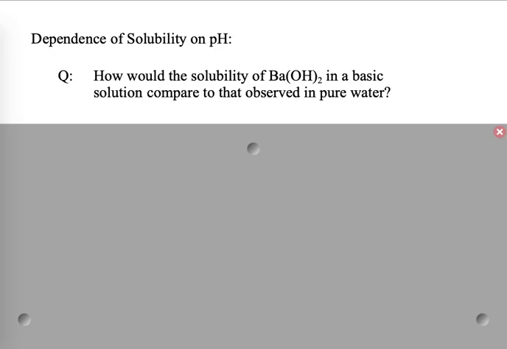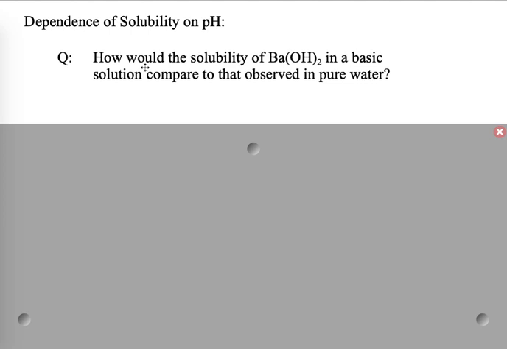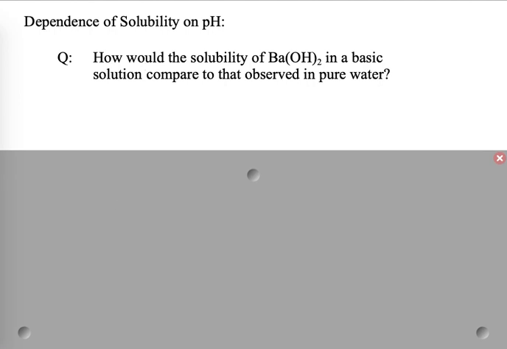Finally, when does the solubility of an ionic compound depend upon pH? So the specific question is, how would the solubility of barium hydroxide in a basic solution, one with a pH greater than 7, that is with a higher concentration of hydroxide than pure water, compare to the solubility observed in pure water? Well, let's begin by writing out an equation to represent the dissolution and dissociation of barium hydroxide.